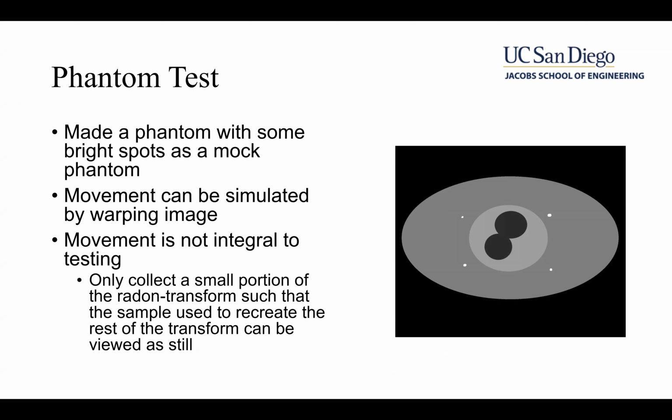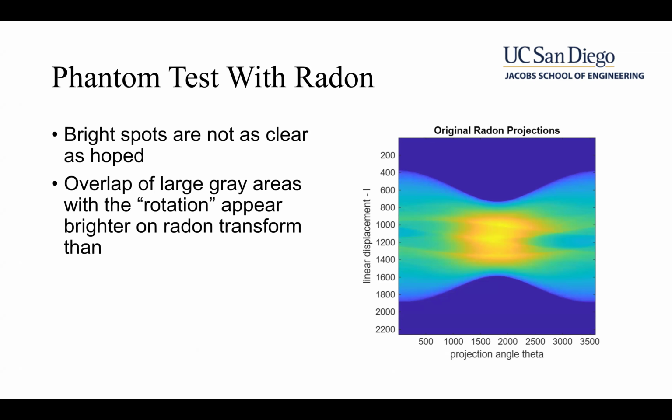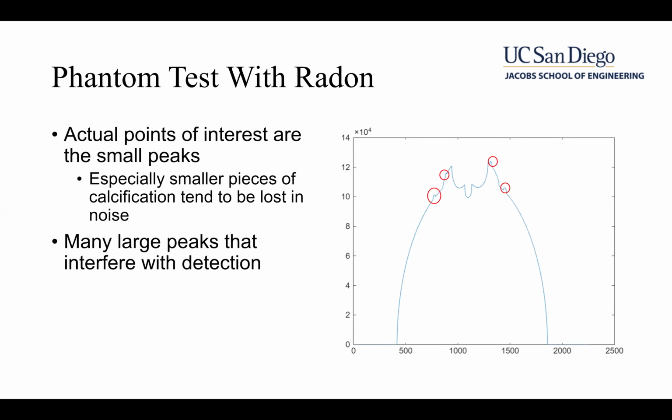So at this point, I had created my own little phantom to try and integrate some more complicated data with different sized bright spots. And I warped the image outwards to simulate motion. However, this is where things started to go wrong for me, because bright spots in such Radon transforms are actually not very clear. And since there are large overlaps of gray areas, they end up appearing brighter on the Radon transform than the peaks that we're actually interested in. And this can be seen here.